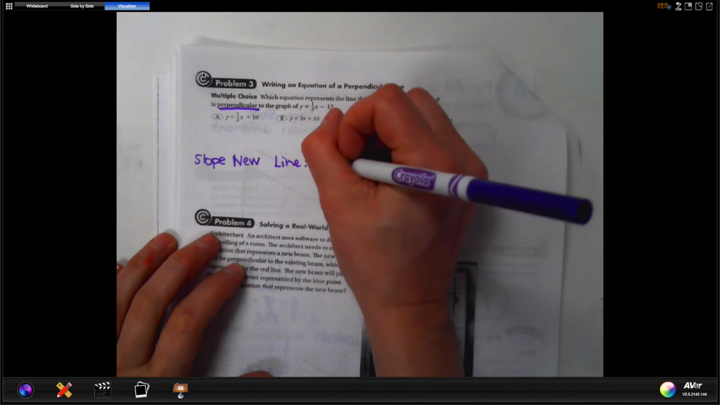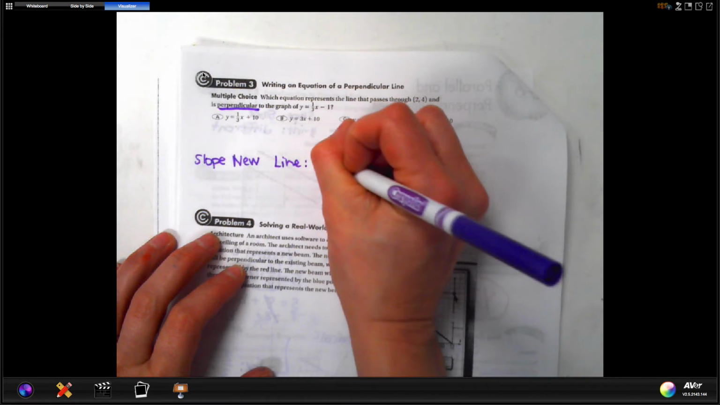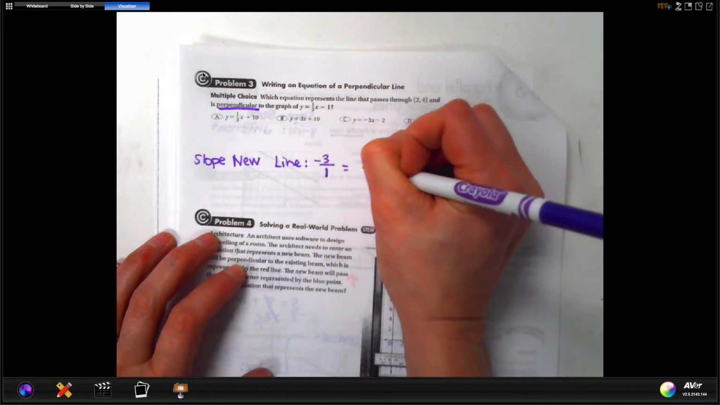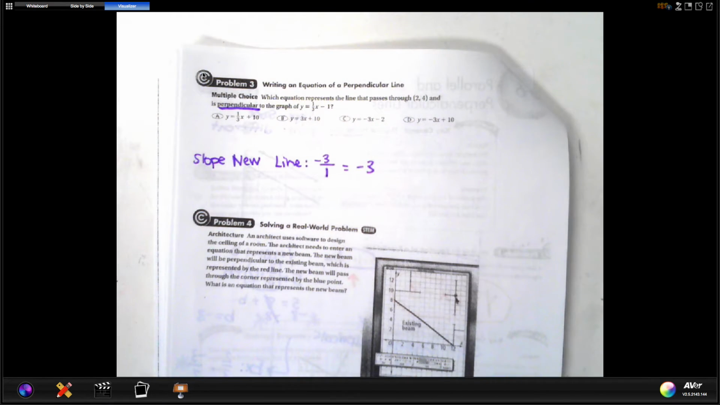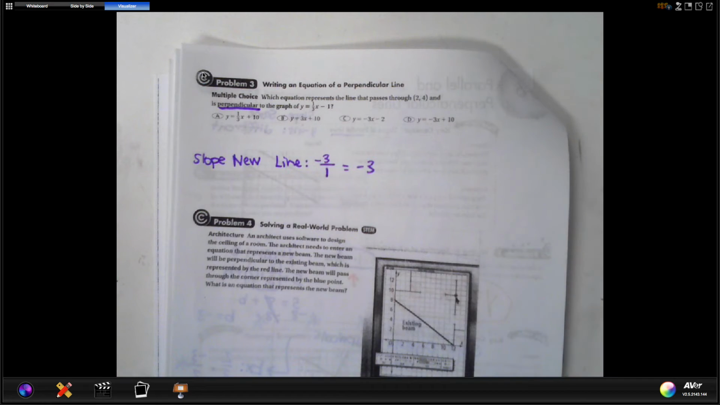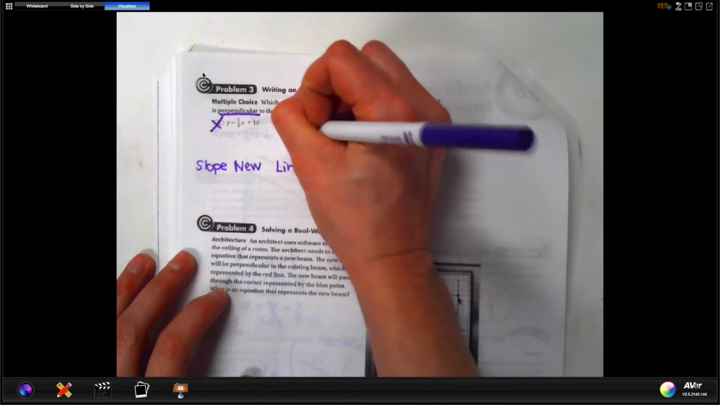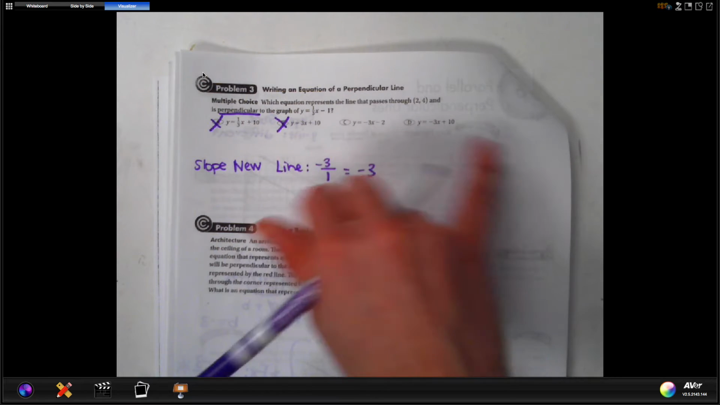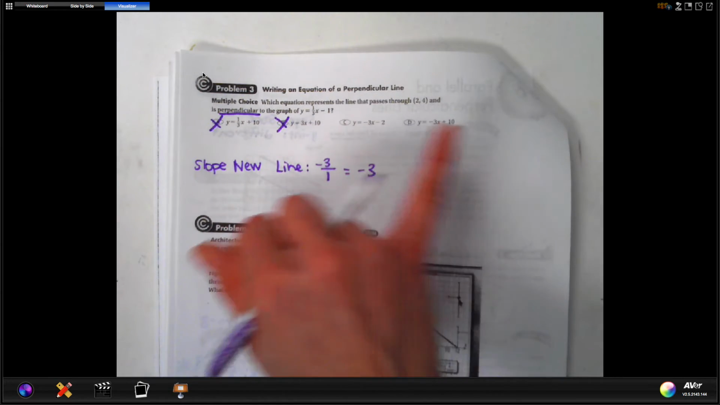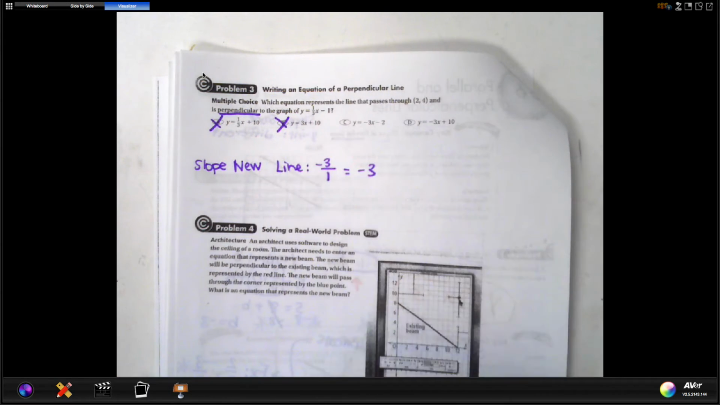Go ahead, Xavier, what do you got? -3, yes. Because if you flip that around, it's really -3/1, and he simplified it. It's -3. So right away, looking at your answer choices, if you were on a test, you know it's not A and it's not B. Okay? Now, the question is, what's our y-intercept? Is it -2 or +10, right?